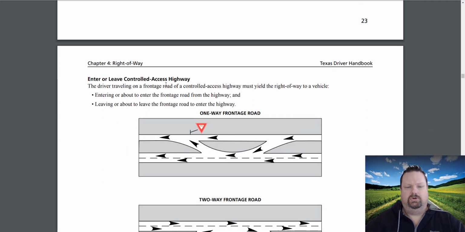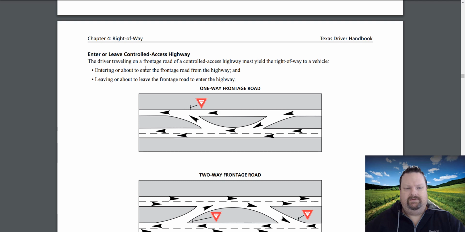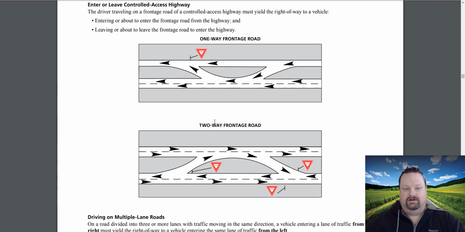Entering or leaving controlled access highway. The driver traveling on a frontage road of a controlled access highway must yield the right of way to a vehicle entering or about to enter the frontage road from the highway, and leaving or about to leave the frontage road to enter the highway. Okay, so if you're on the frontage road, you must yield, so it shows a yield sign, to people coming off the freeway. So if I'm right here and I'm not getting onto the freeway and I continue to go straight, I must yield to traffic coming off the freeway. This is the exit lane right here.